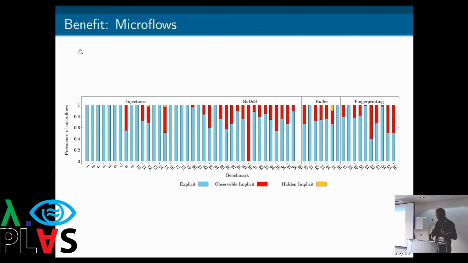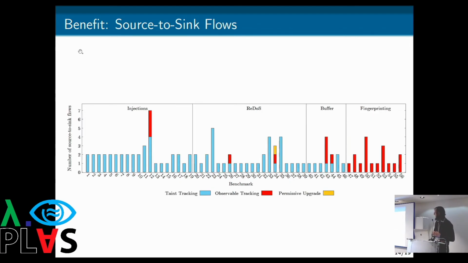But very interestingly, when we looked at the end-to-end flow, so this is all the microflows that we observe in the program, how do they actually correlate with the source-to-sink flow? So with the things that the security analysts ultimately care about. So remember that we have at least one such flow per benchmark.